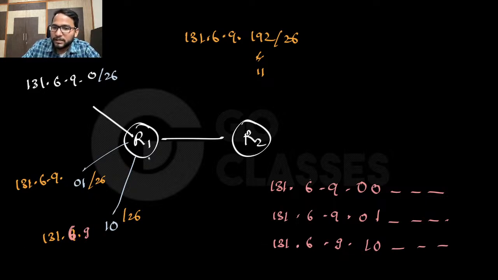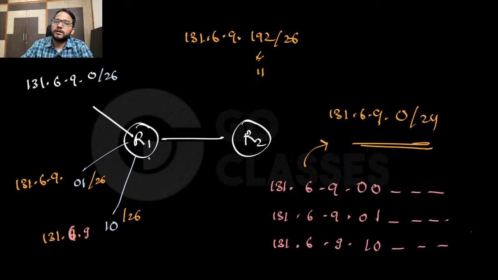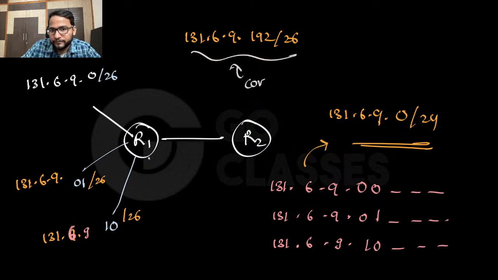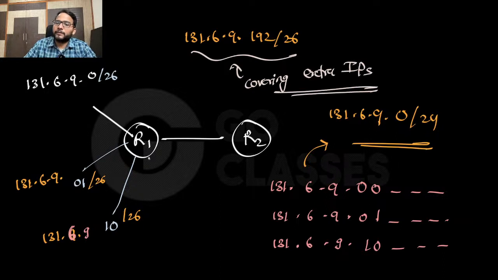See, if you combine these three, you will get 131.6.9, and since the last bits are not matching, you will have slash 24, right? And let's suppose this network, 11, does not even exist in this universe. Now, if you combine all of this, then you are actually covering some extra IPs, right? You are covering this extra network, this set of IPs. You're covering extra IPs. Now tell me, is this feasible? Is it good to cover extra IPs?